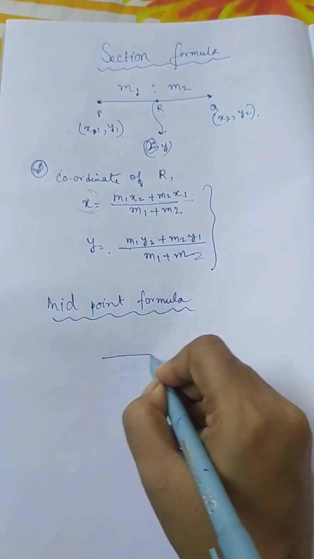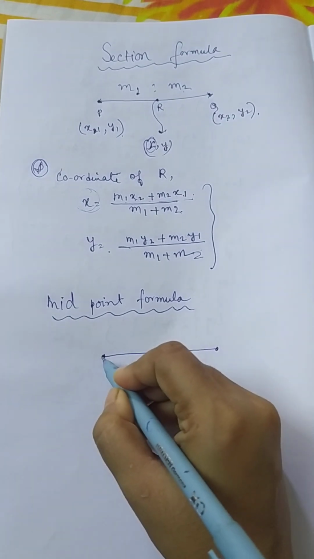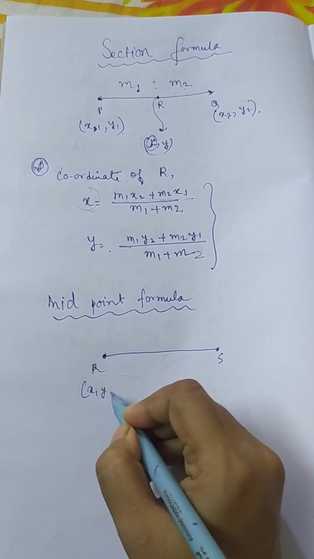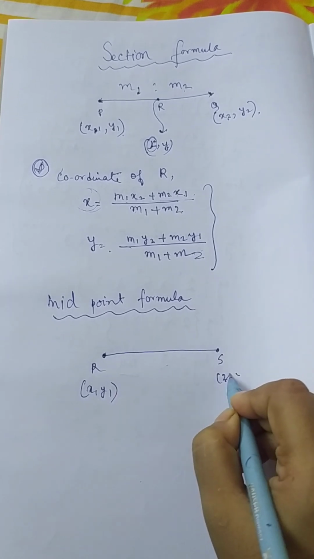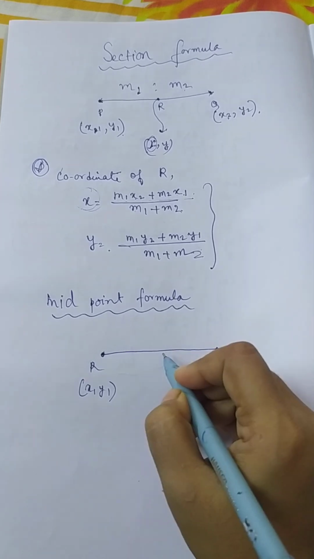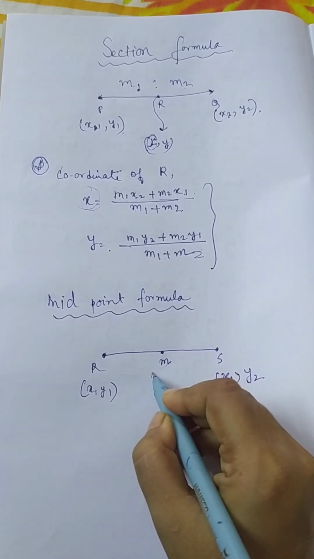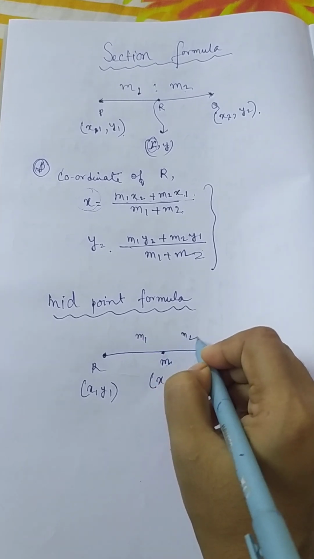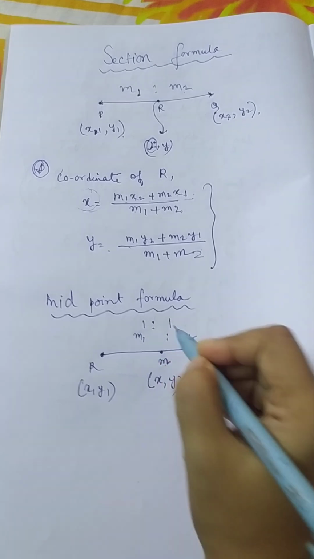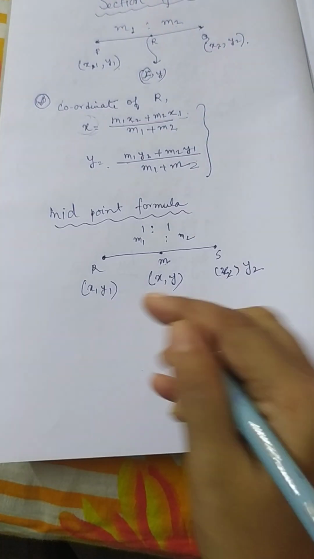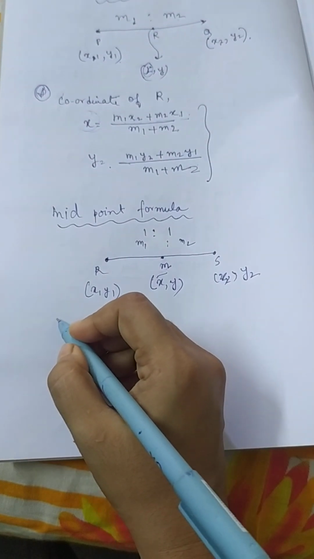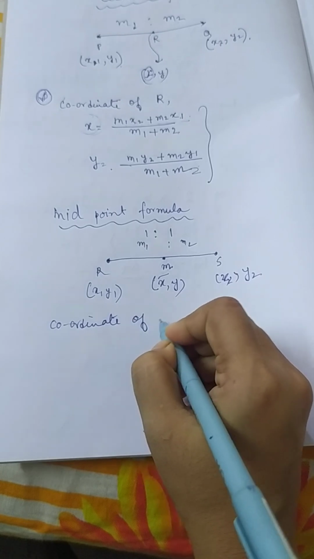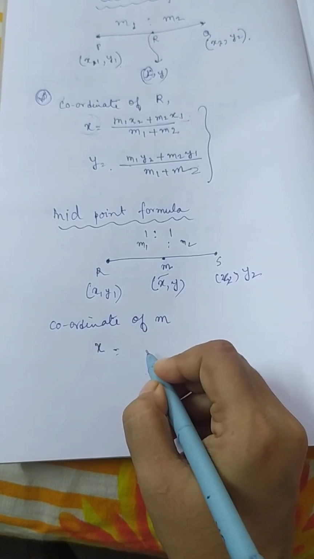1:1. So again I am drawing the thing here, R and S. It is x1, y1, x2, y2, and somewhere here M, the coordinates is x, y. In case of M1 and M2, it is 1:1, right? So what will be the coordinate of M? Coordinate of M for x coordinate, what will be that?